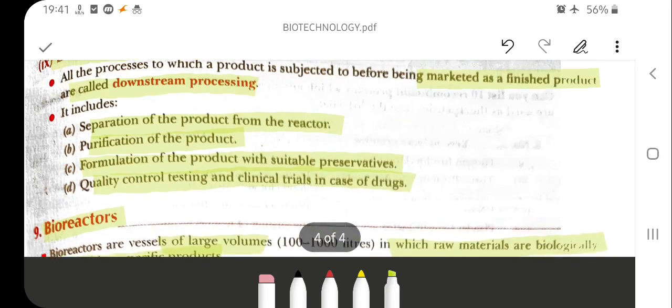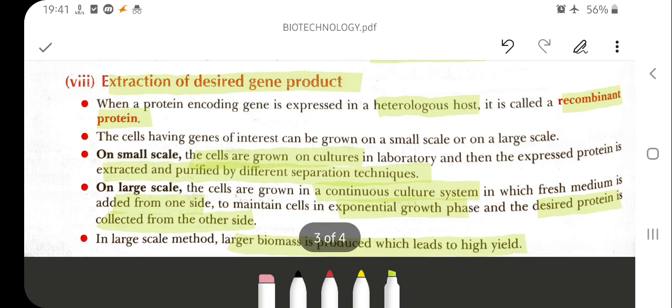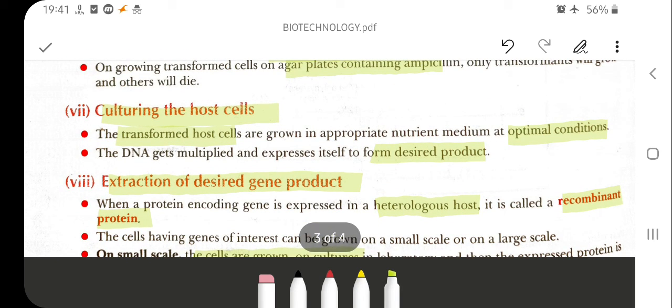So with this we finish our chapter on biotechnology, its principles and processes, and in our next session we will discuss the applications of biotechnology.